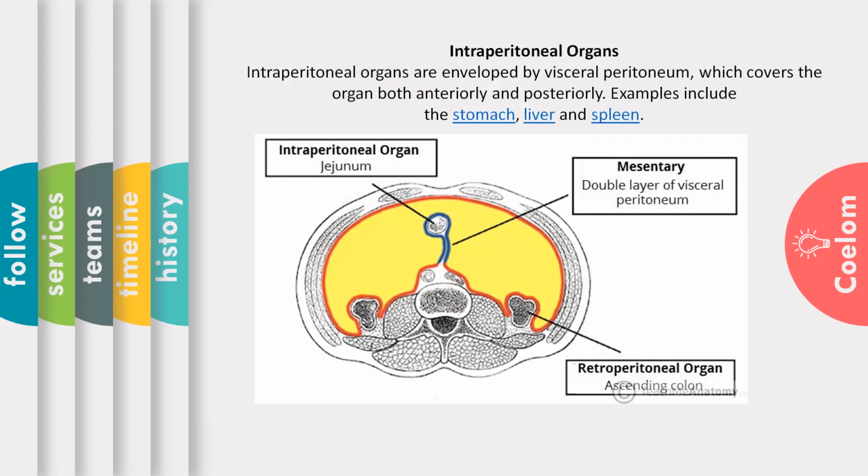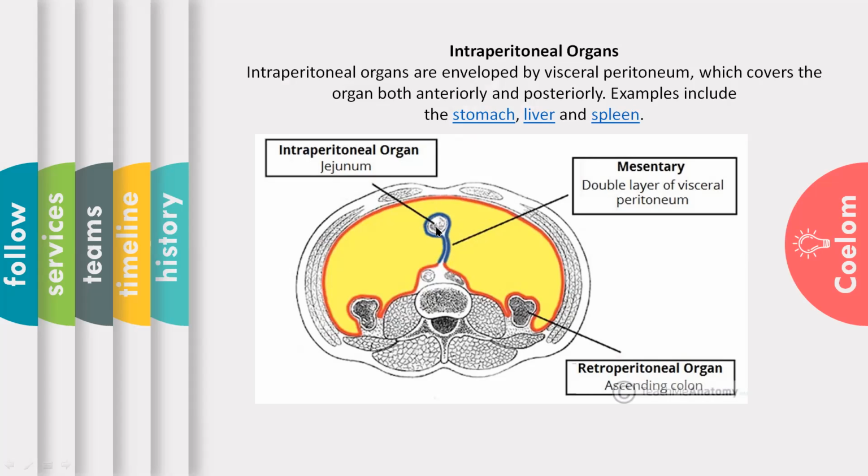Now, see the organs, they are classified into two types: intraperitoneal organs and the retroperitoneal organs on the basis of the peritoneum which surrounds them. See, the definition of the intraperitoneal organs is these organs are enveloped by visceral peritoneum, which covers the organ both anteriorly and posteriorly. See, this blue lining is the visceral peritoneum.